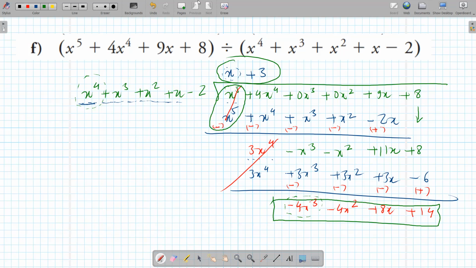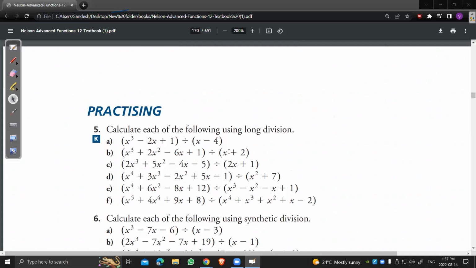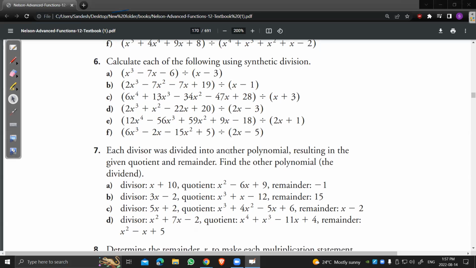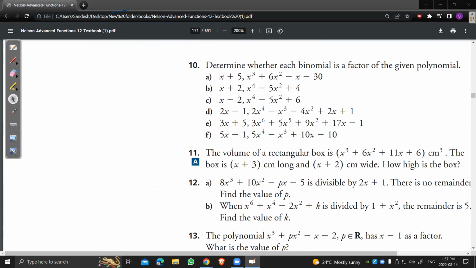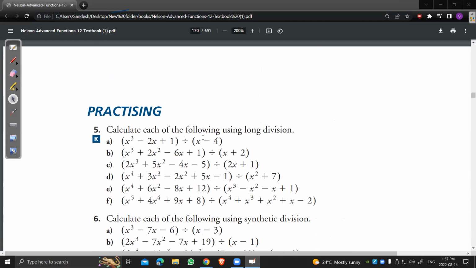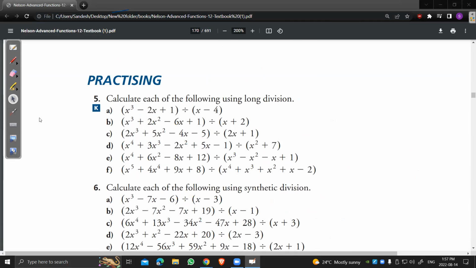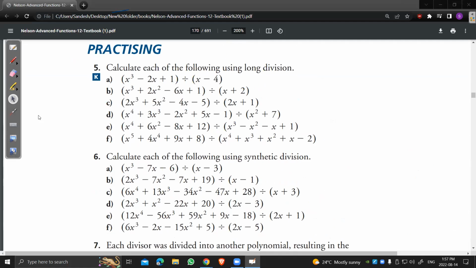Okay. Fun? A little. All right, let's do one more. Which one looks tricky? I'm trying to think. They're all kind of the same, honestly.